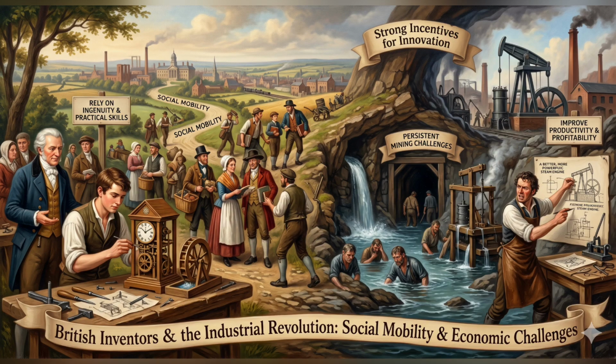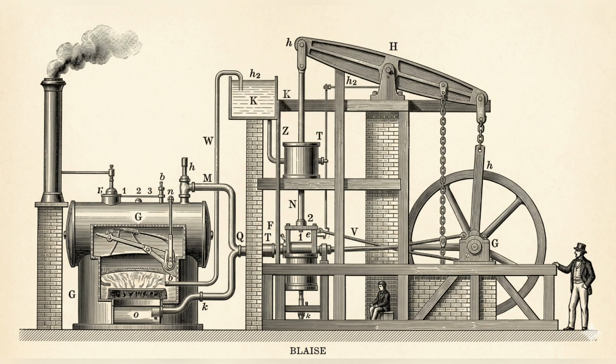Historians have come up with several explanations for why Britain produced so many inventors during the Industrial Revolution. One key factor was the comparatively open nature of British society, where social mobility was more common than on the continent. Sons of farmers, merchants, and even members of the lesser nobility often needed to make their own way in life and were encouraged to rely on their ingenuity and practical skills to succeed. At the same time, Britain's economy featured industries, especially mining, that presented persistent technical challenges such as flooding in mines or the need for more efficient extraction methods. These real-world problems created strong incentives for innovation, prompting inventors to develop new technologies that could improve productivity and profitability.